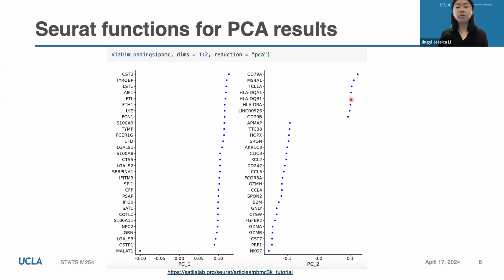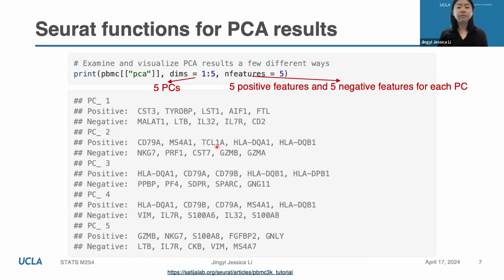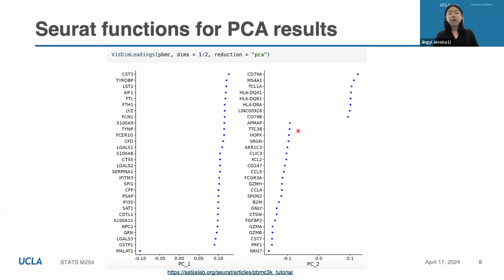And this is PC2. You will see these are the positive genes, negative genes, and they should agree with what you have here. So I think this is just a visual thing to let you know how my PC1 is determined by my original genes.